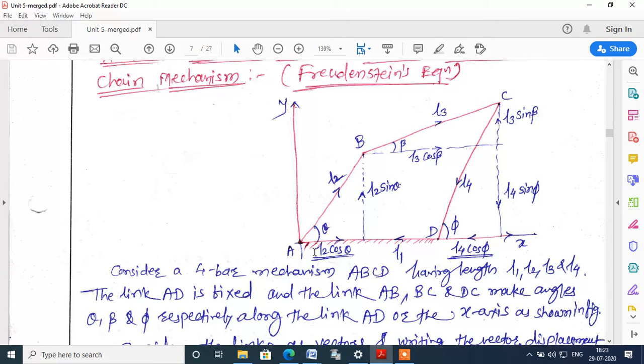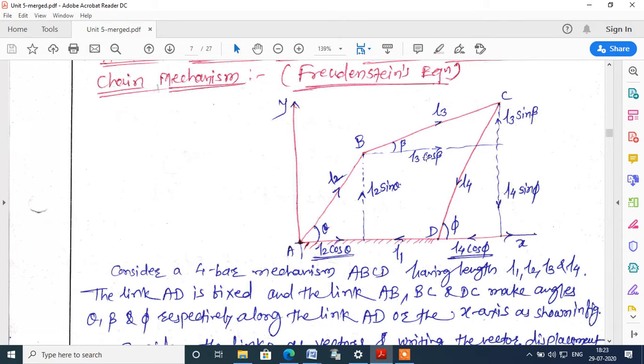I have drawn it in Cartesian coordinates x, y. So AB, BC, CD and AD or DA. So how many links are there? 4 links. Let us say L1, L2, L3 and L4 are the dimensions of the particular links. Here the input angle theta and output angle phi are mentioned. And if you see, one link is fixed, that's why it is a mechanism. I have shown the angle theta, here phi, here beta.